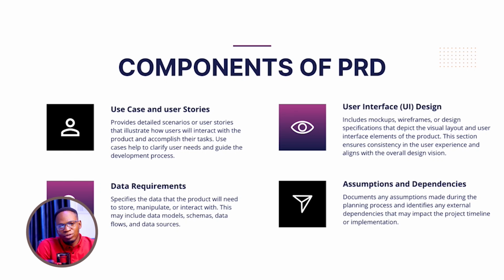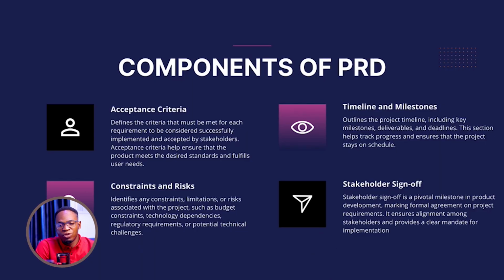What about assumptions and dependencies? Yes, if there are assumptions, maybe you are building an application that requires internet. Part of your assumptions should be that it is assumed your users are connected to the internet. And also dependencies: if there are APIs or endpoints that you need to interact with, you should put them in there to show that you are depending on some of these things.